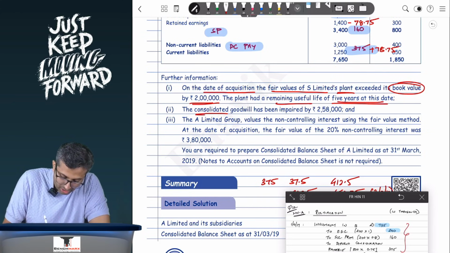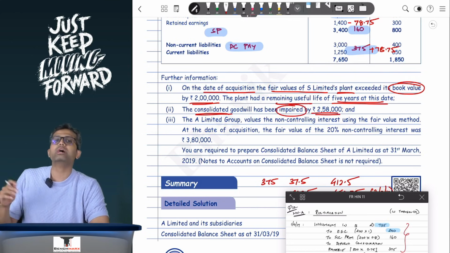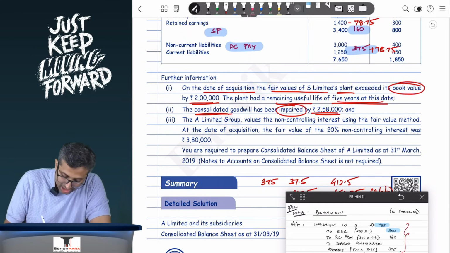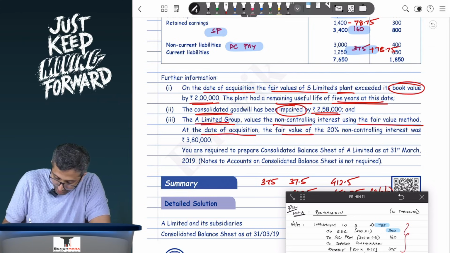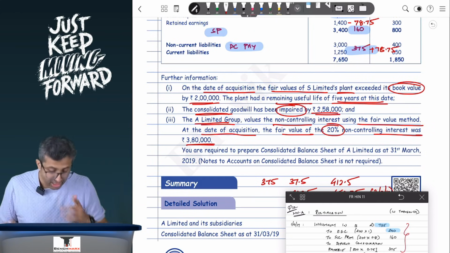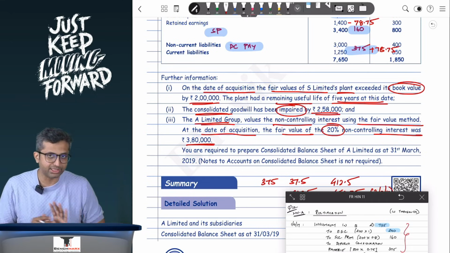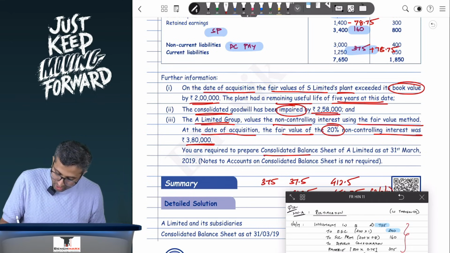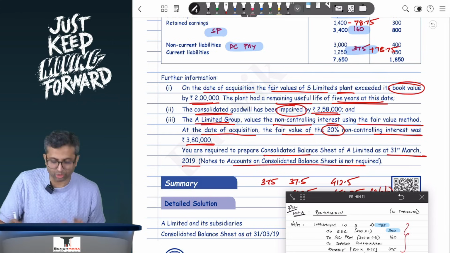The consolidated goodwill has been impaired by 2,58,000. This was not there in the last case. You will have to do the goodwill impairment, and the A Limited Group values N.C.I using the fair value method. At the date of acquisition, the fair value of the 20% N.C.I was 3,80,000. So this is directly given to you, and hence you will take that. But now you will see how you solve for N.C.I at fair value. You are required to prepare the consolidated balance sheet as on 31st March 19. Notes are not required. Thank you very much.